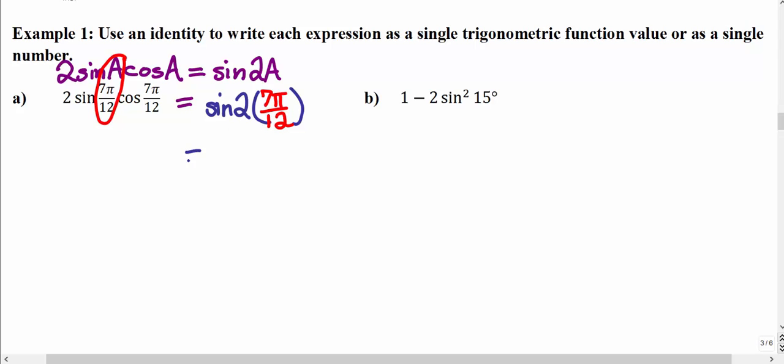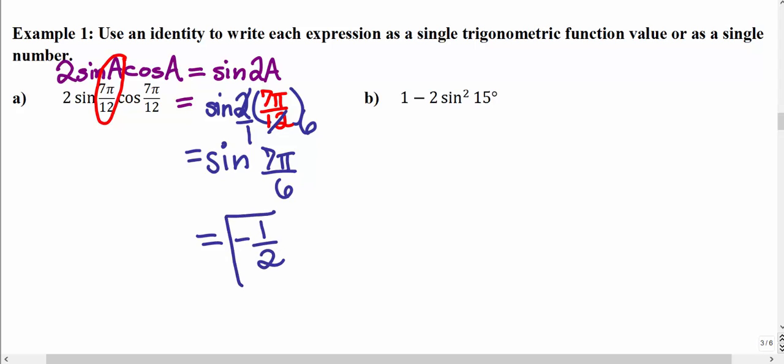Now we want to simplify. That sine of 2 times 7 pi over 12, we notice that we can cancel common factors. We can think about this as 2 over 1. So 2 and 12 simplify to give us 7 pi over 6. 7 pi over 6, that's the pi over 6 family, and that is from quadrant 3. Sine of 7 pi over 6 is minus 1/2.